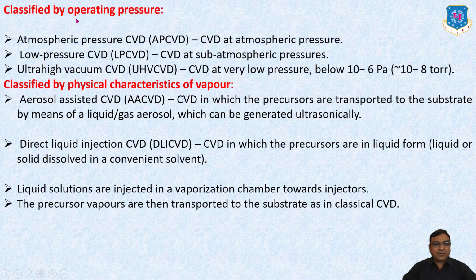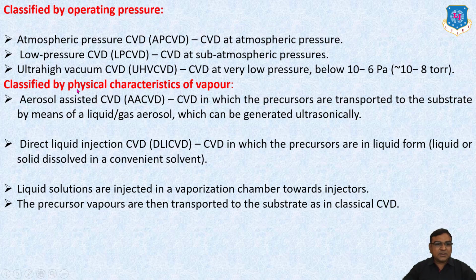Classified by operating pressure. Atmospheric pressure CVD, known as APCVD, is CVD at atmospheric pressure. Low pressure CVD, known as LPCVD, is CVD at sub-atmospheric pressures. Ultrahigh vacuum CVD, UHV CVD, is at very low pressures, below 10 to the minus 6 pascals, or 10 to the minus 8 torr.